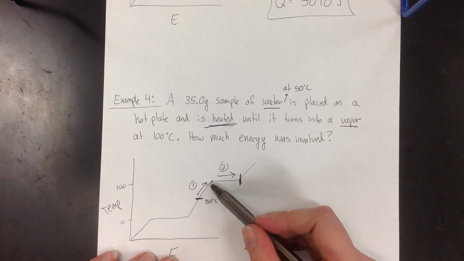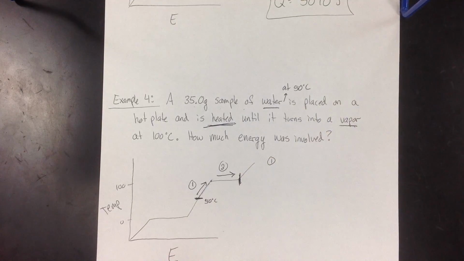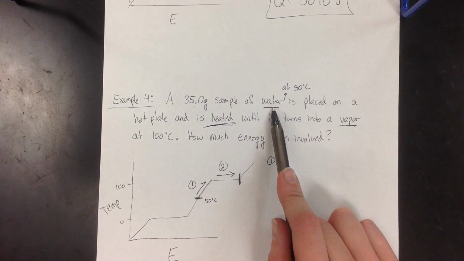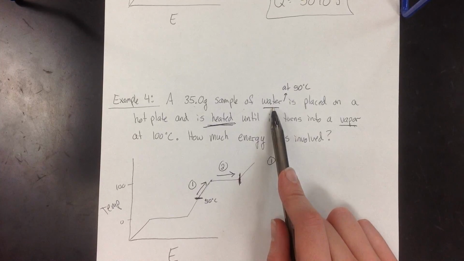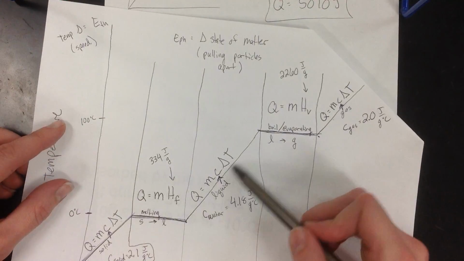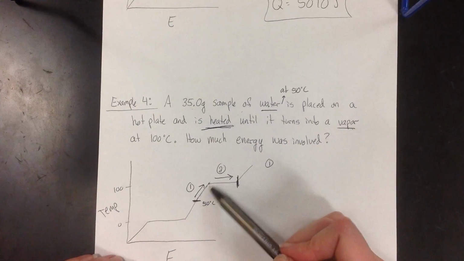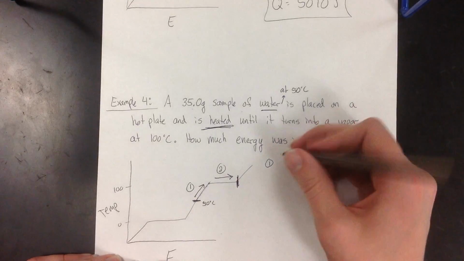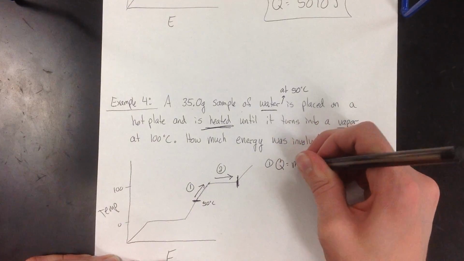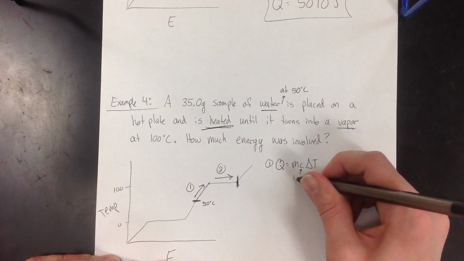For this first region, when I'm heating up my substance, well, I'm water. It doesn't say anything about ice, so I'm a liquid. When I'm changing my temperature and I'm a liquid, I'm going through this process here. That's my Q is equal to MC delta T equation. So for this middle region where I'm a liquid heating, I have Q is equal to MC delta T, where my C is a liquid.